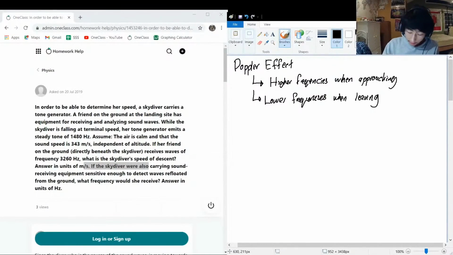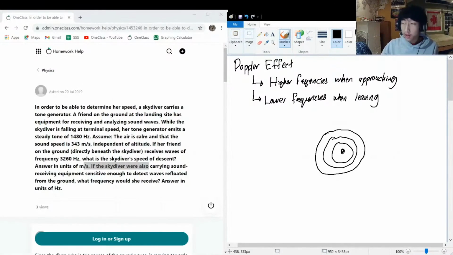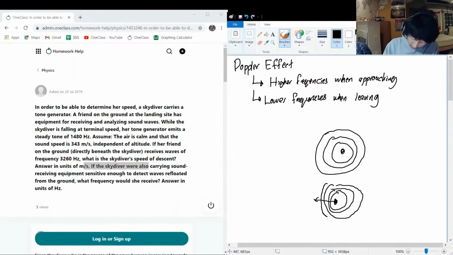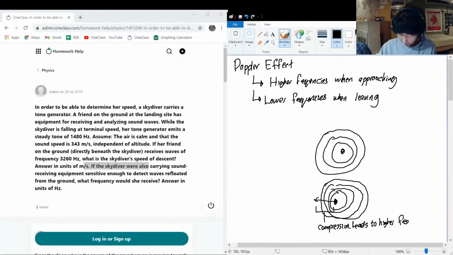But what's really happening is, let's say you have a dot right here and you're having just regular waves going out at a certain frequency. So this is your regular wavelength. As it's approaching you like this, the wavelengths get a lot closer together because you're moving in proportion to the wave. Like if you set out a sound and I'm moving with the sound, it's going to get higher frequencies. So this area is compression, which leads to higher frequencies.